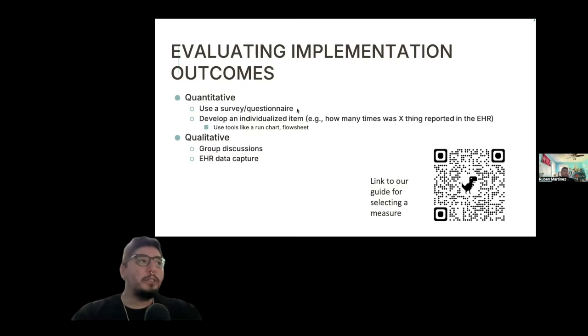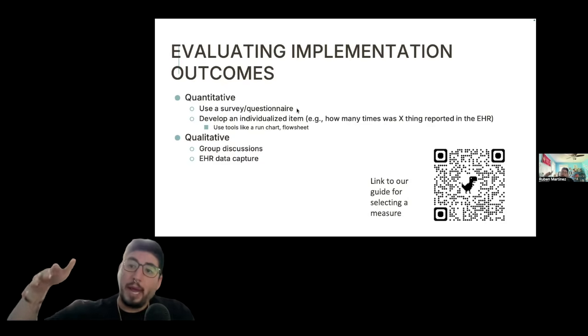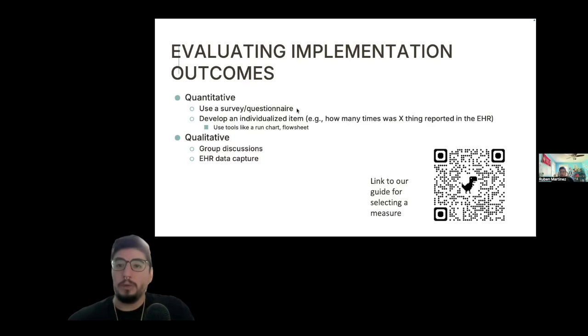And you can evaluate these quantitatively or qualitatively. Quantitatively, you can use a survey or questionnaire, but you can also develop an individualized item. I really like using routinely collected data or EHR data that you can pull reports from regularly, and put those into things like run charts, or in some cases they're already in a graphical format in something like a flow sheet. So the more you can build it into routinely collected data, the better.